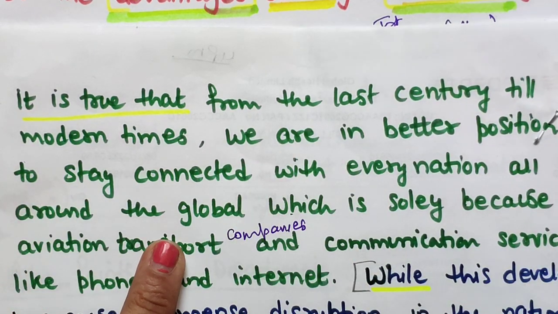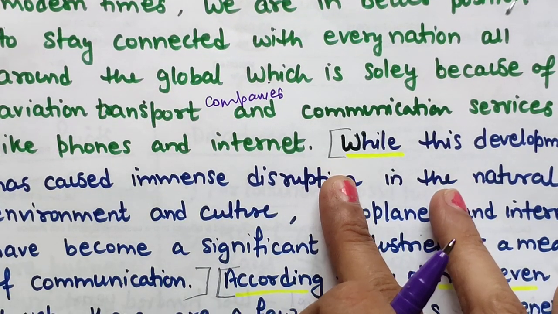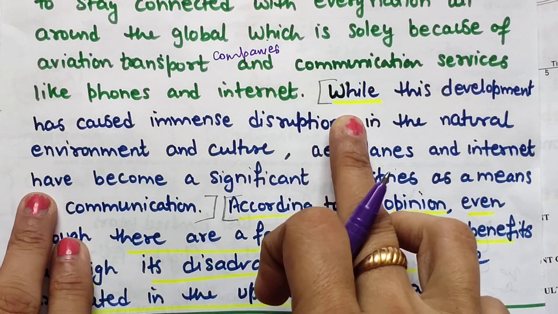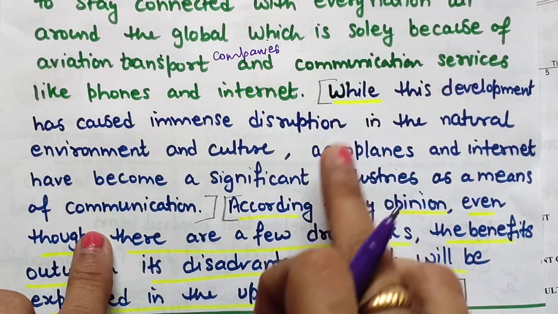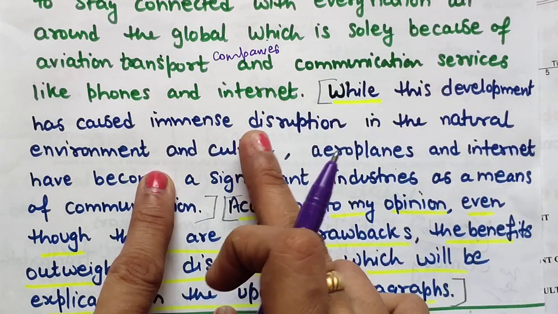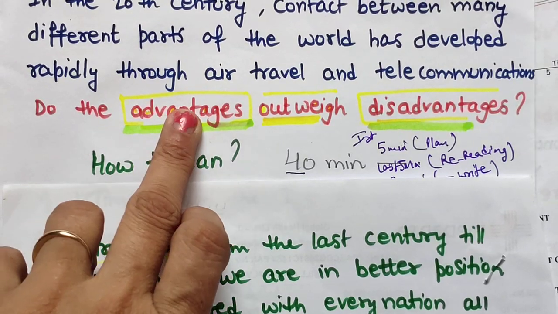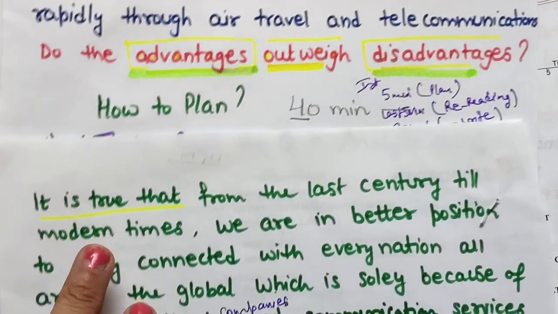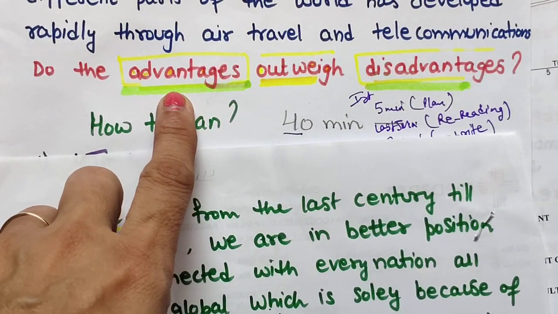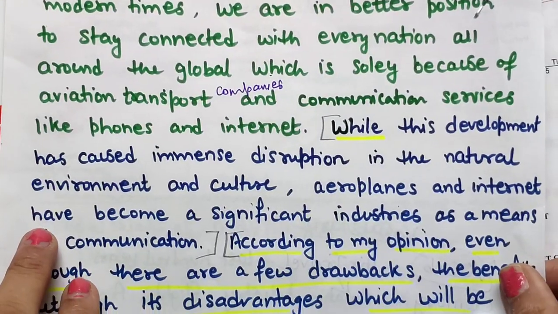Now from "while" here means you can use. Now while I have used good sentence structure, "while" and a comma is there, you can see this. First I will be telling about, now the main question statement is asking advantages outweigh disadvantages. So I am saying it has more advantages than disadvantages. That's why my statement will be like that.